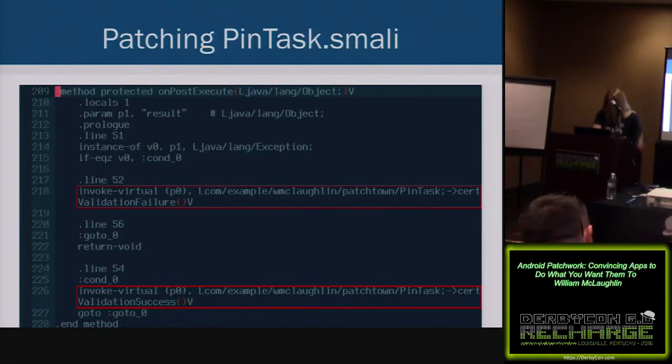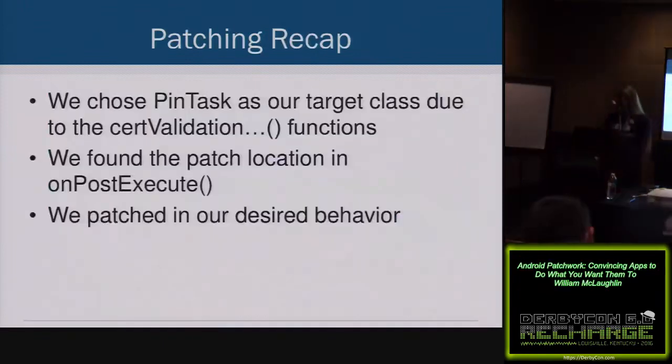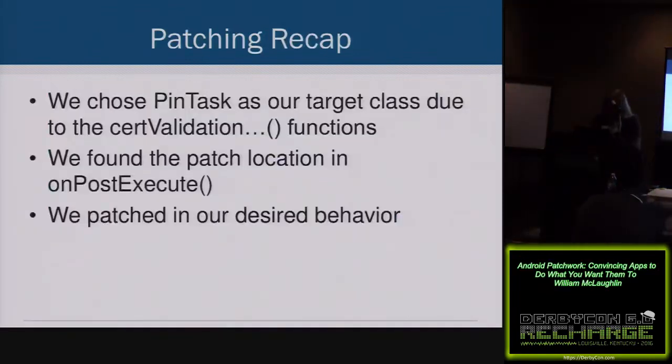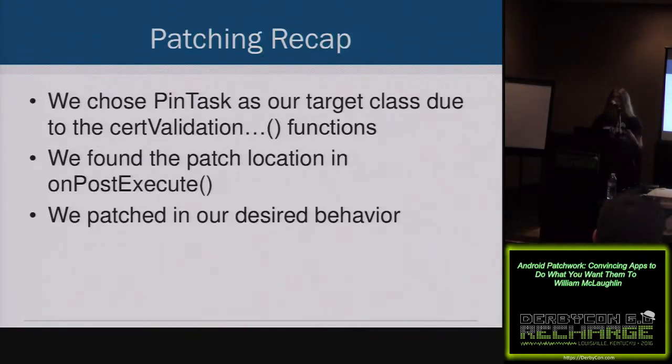So in order to patch this, the process is simple. We simply change failure to success. Before we were failing, now we're succeeding. So now we have the proper Smali function calls set up. We chose PinTask as our target class because we knew the cert validation functions existed in there. We found the exact patch location in onPostExecute, and we've now patched our application.